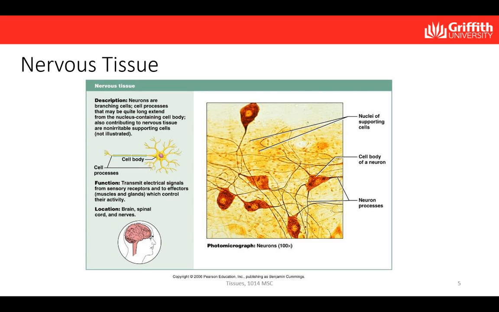Nervous tissue is located in the brain and spinal cord collectively to make up the central nervous system, while the nerves that travel from the CNS, or the central nervous system, to the rest of our body make up the peripheral nervous system, or the PNS.